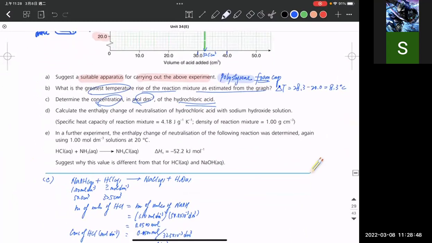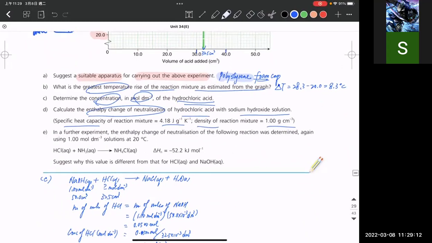D, calculate the enthalpy change of neutralization of HCl with NaOH. We've given the density of the solution mixture being this, specific heat capacity of the reaction mixture being this. They try to use it as water, right? Of course, it is just a rough estimation. The point is, D, how do you get that?